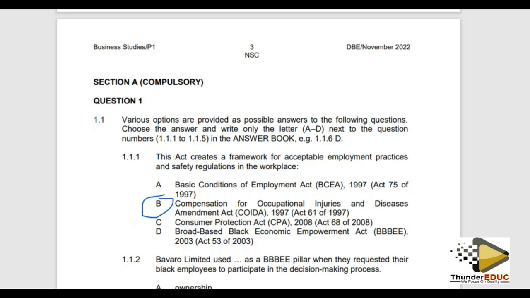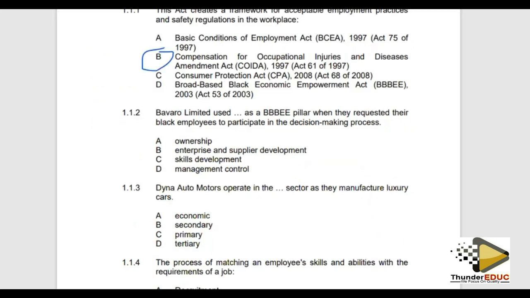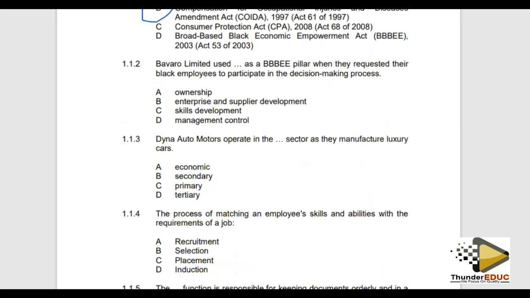So now moving on to the second question, which is 1.1.2. Bravo Limited used dash as broad-based black economic empowerment pillar when they requested their black employees to participate in the decision-making process. So remember, what I did say in the beginning is that make sure that you apply elimination method if you want to score full marks in Section A. Remember, Section A comprises of 30 marks.